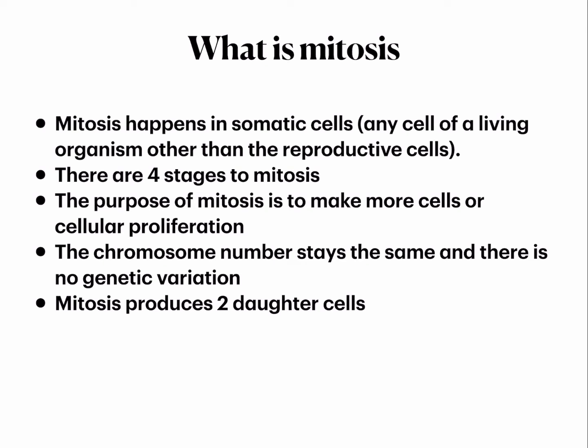First off, what is mitosis? Mitosis happens in somatic cells, which are any cell of a living organism other than the reproductive cells. There are 4 stages to mitosis, not including interphase, and the purpose of mitosis is to make more cells, or cellular proliferation. The chromosome number stays the same and there is no genetic variation in mitosis. Mitosis produces 2 daughter cells.